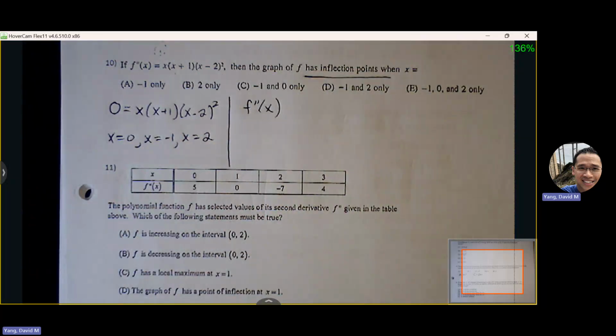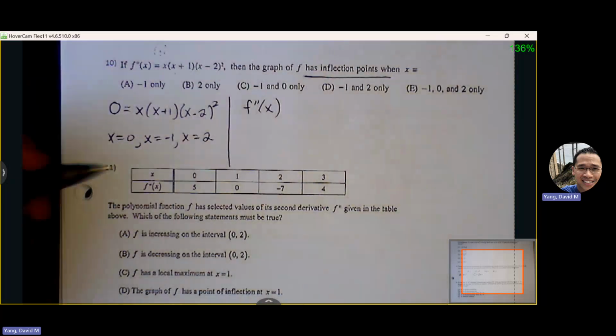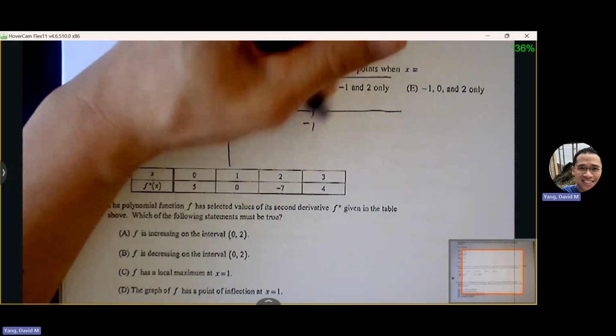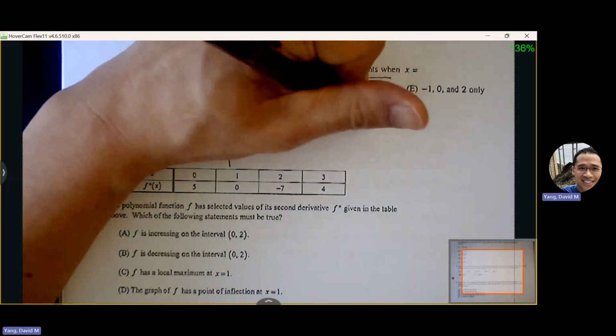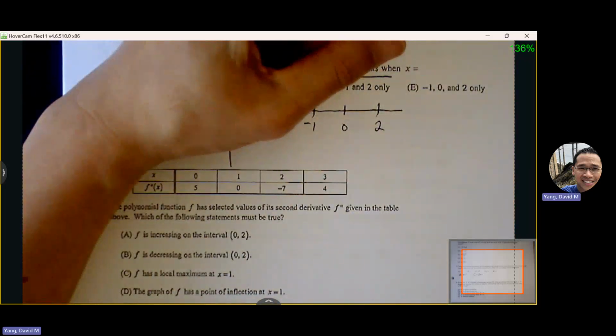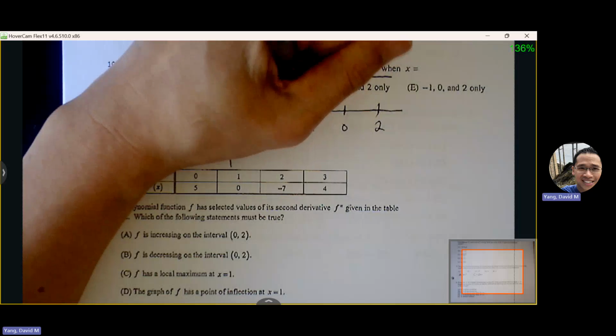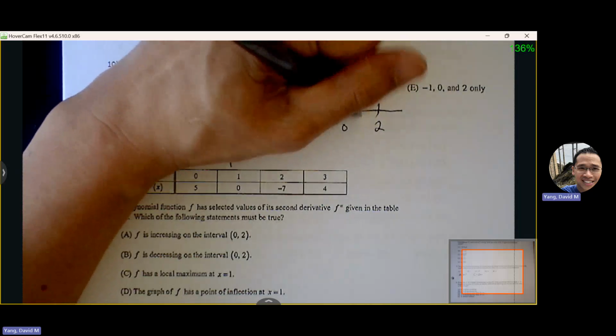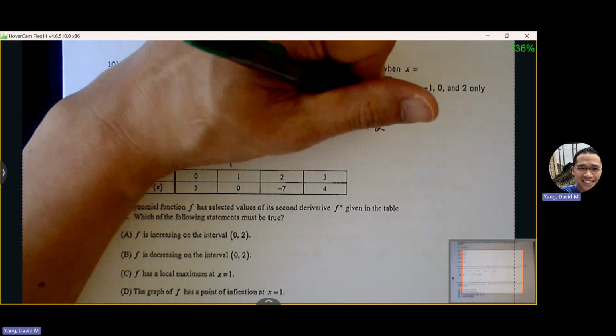We have to look at our sign line. If there's no change in signs on either side of the critical point, it's not going to be a point of inflection. It's still a critical point, but it's not a point of inflection. So we're going to test them out. So -1, 0, 2. I'll choose -2 as a test point here. I'll choose -1/2 as a test point. I'll choose 1 here, and I'll choose 3.